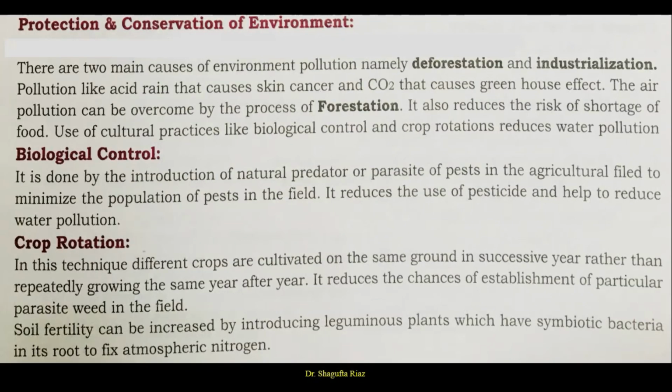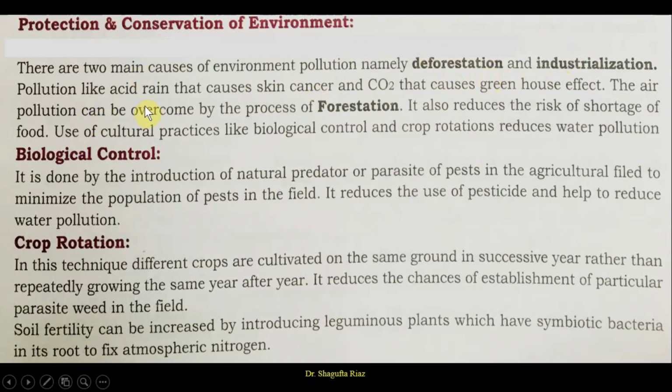Now, protection and conservation of the environment. There are two main causes of environmental pollution, that is deforestation and industrialization. Industrialization means there are a number of industries present nowadays in the modern era, which are making new stuff, but they are also causing smoke and polluting the environment, right? Deforestation means the forest area is greatly reduced because of making new housing societies or using the land for other purposes. We are cutting down the forest, right?